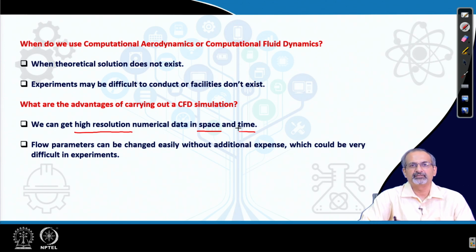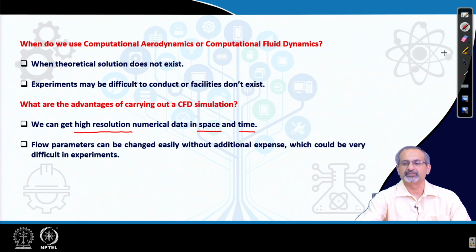Therefore, the resolution is really high, and then flow parameters can be changed much easily without much additional expense or trivial additional expense, which is extremely difficult to do in experiments. So, if you really want to change flow parameters, you may actually have to build new models, you may actually have to move to a different wind tunnel facility, which makes it extremely expensive and difficult to perform. So, such conveniences are available in computations.